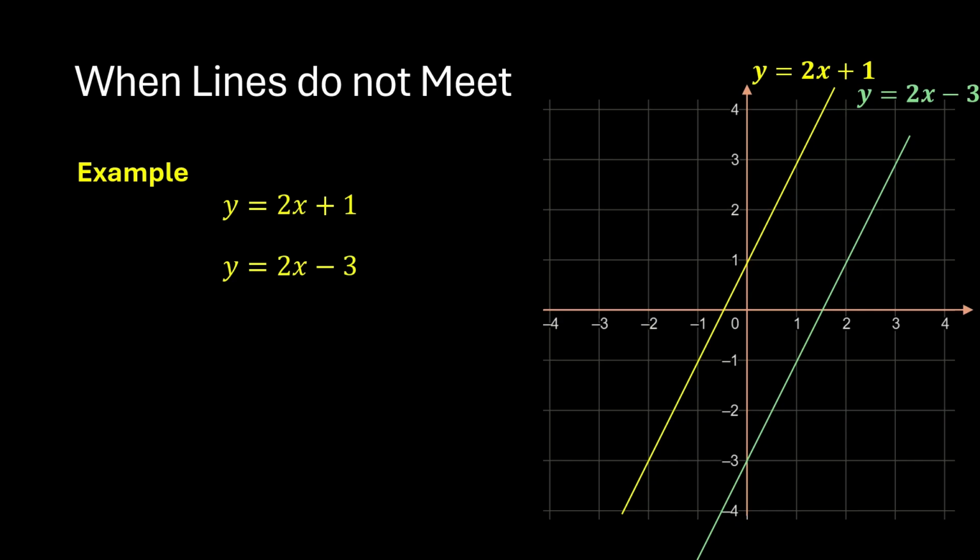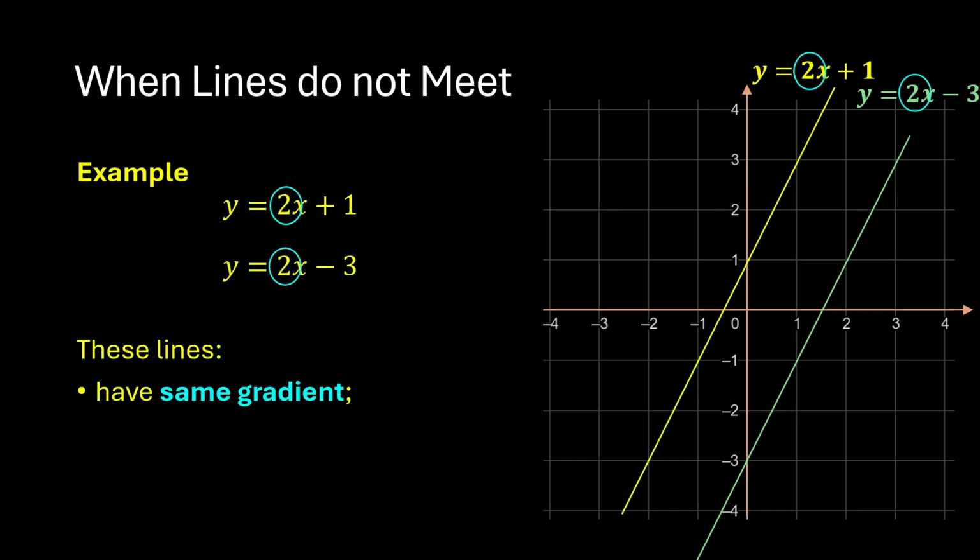These lines have the same gradient. So notice the two values which are circled. They're all the same. So this is the gradient and it's the same for both of the lines. And therefore, the two lines are parallel, and therefore, they never meet, and so have no solution.